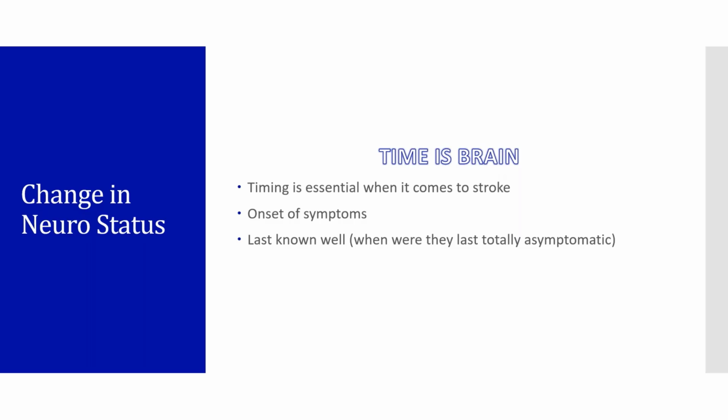So change in neurostatus is obviously something that we need to be very tuned into. Timing is essential when it comes to stroke. We need to know the onset of symptoms. We need to know last known well. They don't always represent the same time. If family was present with the patient, maybe they can provide the information.